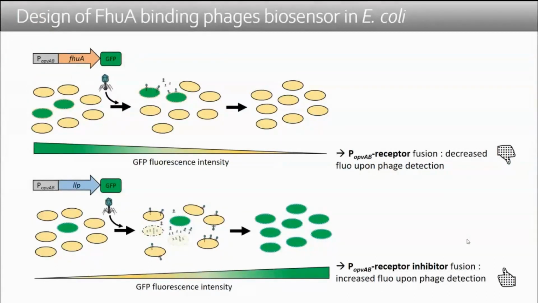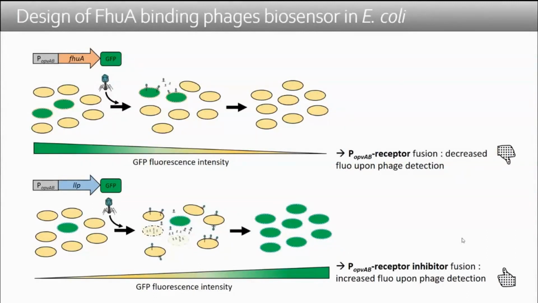But so when he started to think about this, he thought that if he did the fusion of FhuA with GFP, he would look at a decrease of fluorescence. And this is not the easiest when you want to detect tiny amounts of something in the environment. So he said, no, let's change that and use a fusion with a protein that in fact inhibits the binding to this receptor. And he did the fusion with OmpBAB LLP GFP.